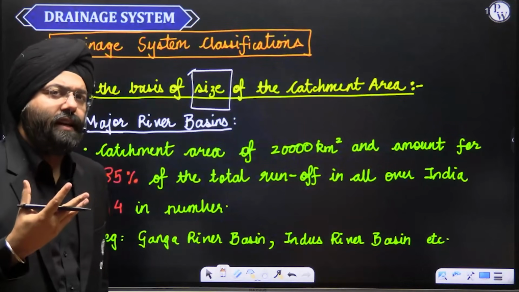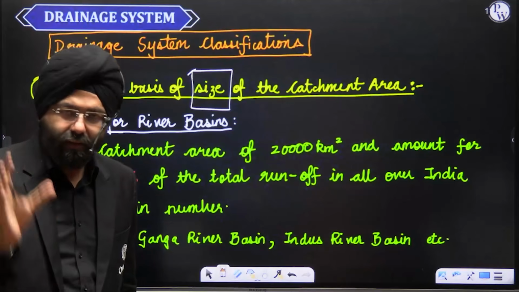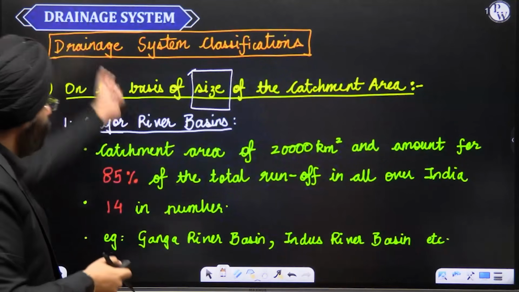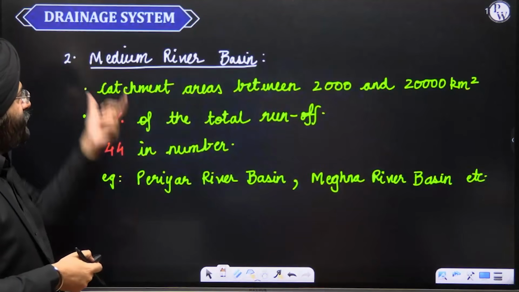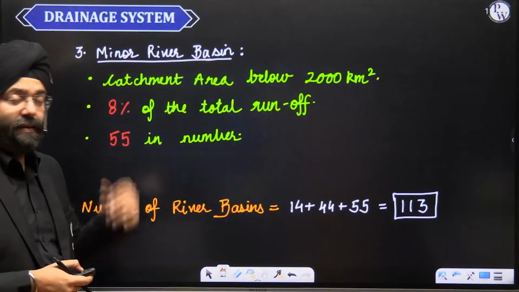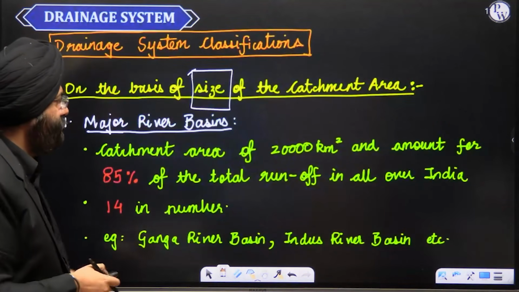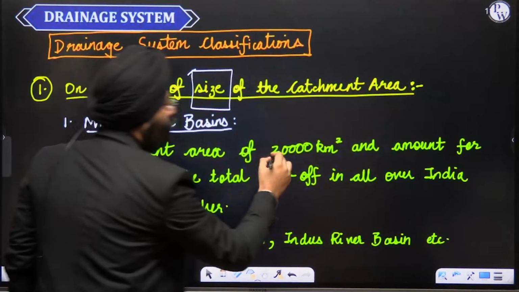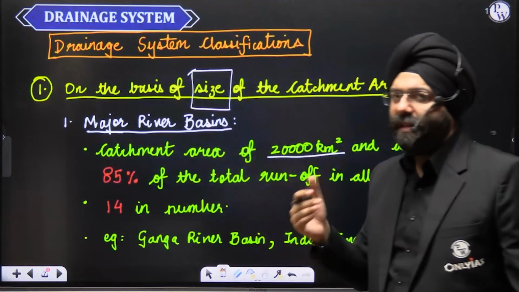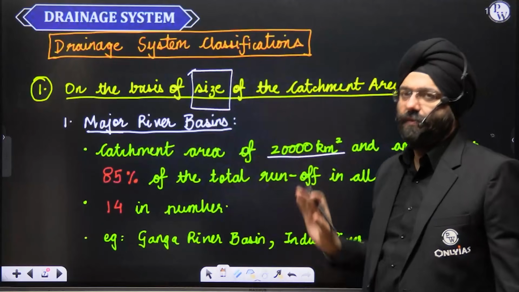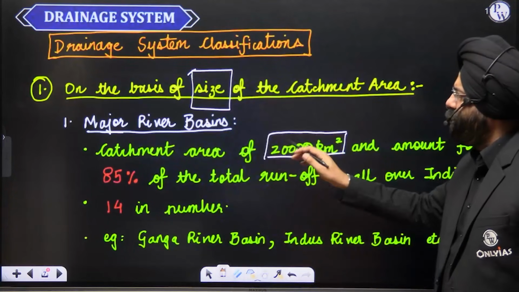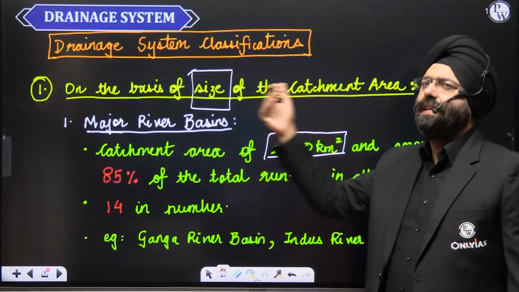Now, when I talk about size, definitely we'll be covering the aspect of area, obviously. So it is divided into three categories. First, the major river basins. Second, the medium river basins. And third, the minor river basins. Again, based on area. Let's see them. The catchment area of about 20,000 square kilometers. Now, this is the parameter on the basis of which it has been classified. The area limit is this, that means 20,000 square kilometers or even greater.